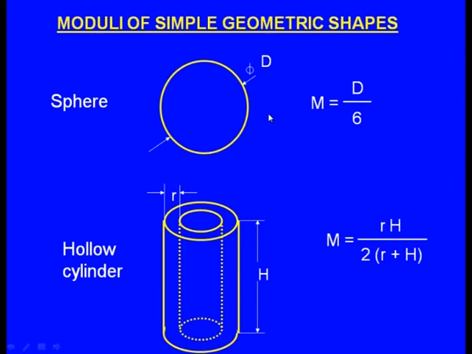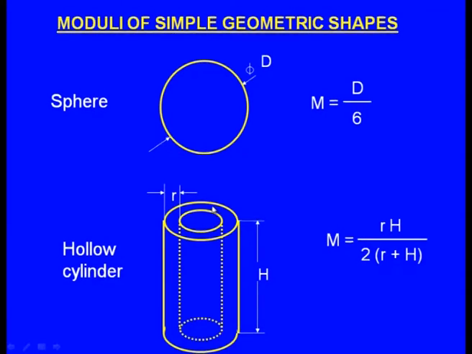Next one, a sphere. For a sphere, the modulus, meaning the ratio of the volume to surface area, is again equal to D by 6. Next, let us consider a hollow cylinder. Here we can see this is a cylinder, right. Inside there is a hole axially, and the height of the cylinder is h, and the thickness of the solid portion is r.